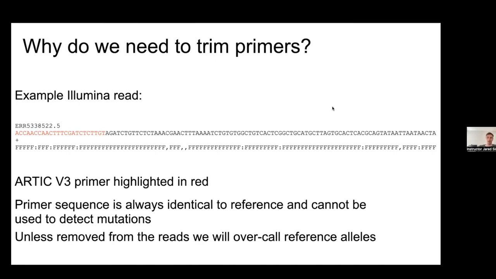So this is something that I really like to emphasize when we talk about amplicon data, as it's an absolutely mandatory step that you need to identify and remove your PCR primers.